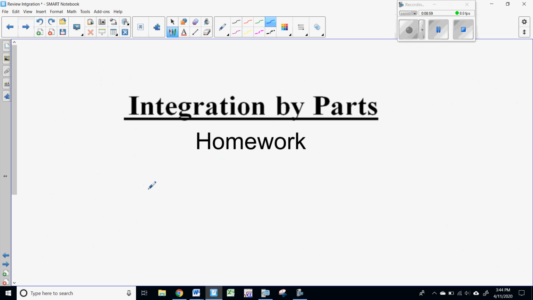All right, so there is our third review of techniques of integration, and the last review is integration by parts.